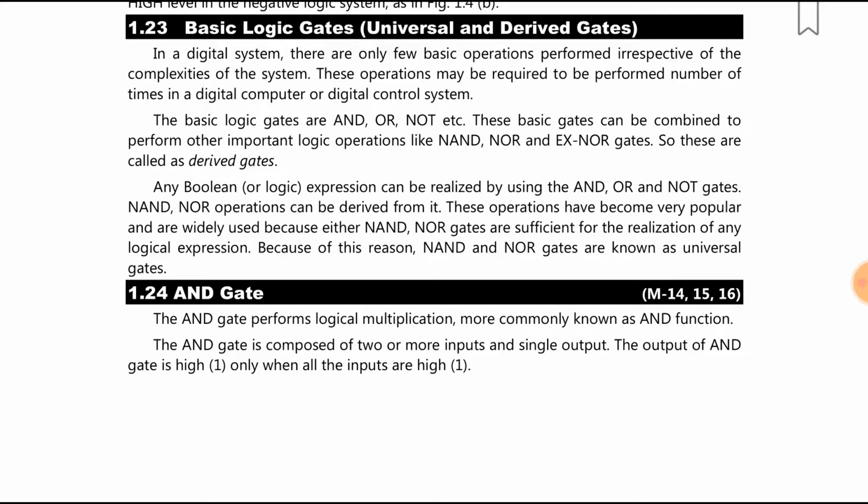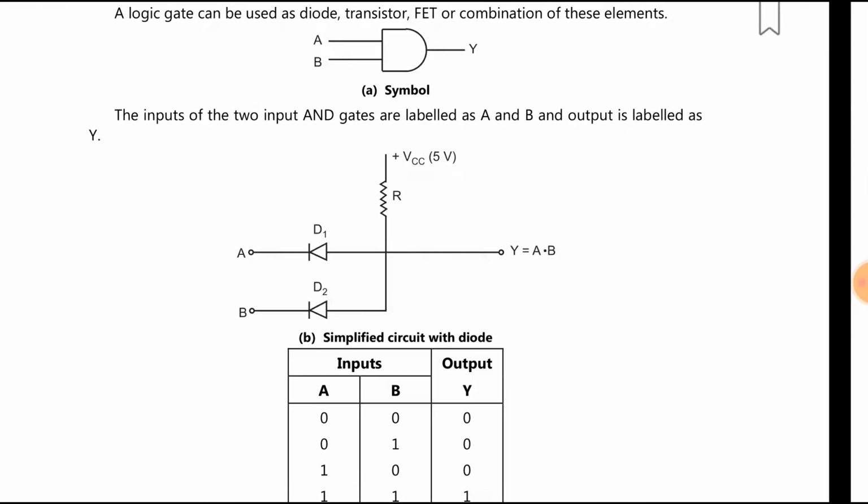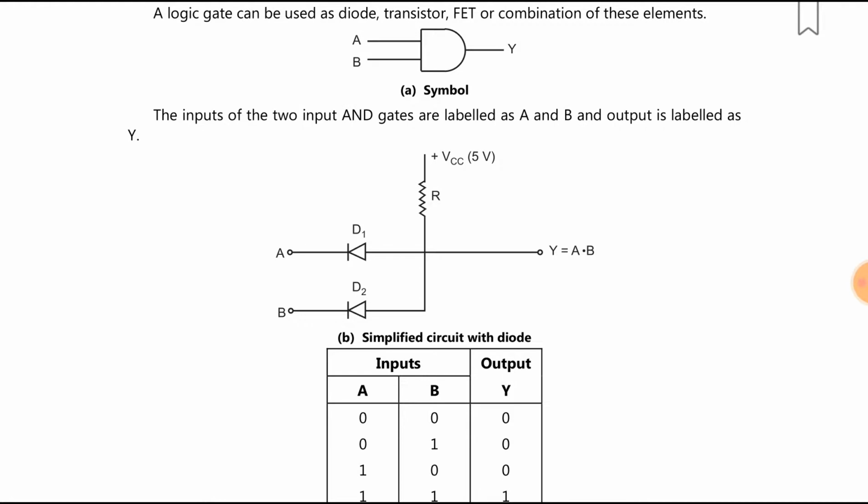So the AND gate performs logical multiplication, more commonly known as the AND function. And the AND gate is composed of two or more inputs and a single output. So the output of AND gate is high only when all the inputs are high. So this is the symbol of AND gate. You can construct the AND gate using two diodes, but that is not in your course. Only symbol and truth table is there. So this is the truth table.